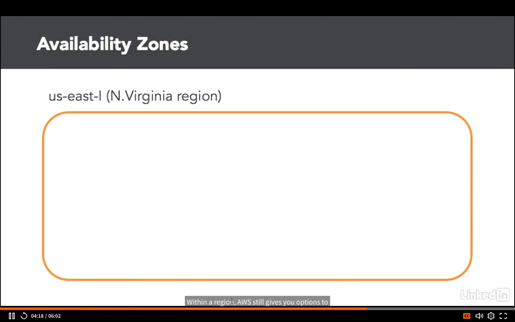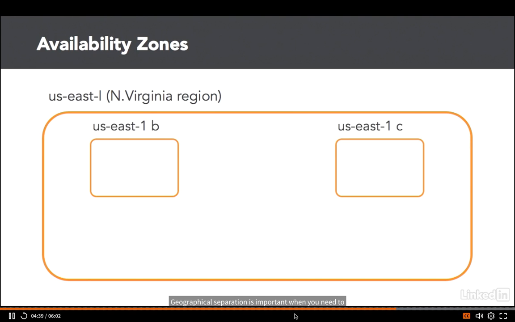Within a region, AWS still gives you options to geographically separate your resources by dividing regions into availability zones. Availability zones, or AZs, are the physical data centers that make up an AWS region. They're named by letter, so the first AZ in the US East 1 region is called US East 1A. Geographical separation is important when you need to build applications that must not go down, even if a disaster strikes.